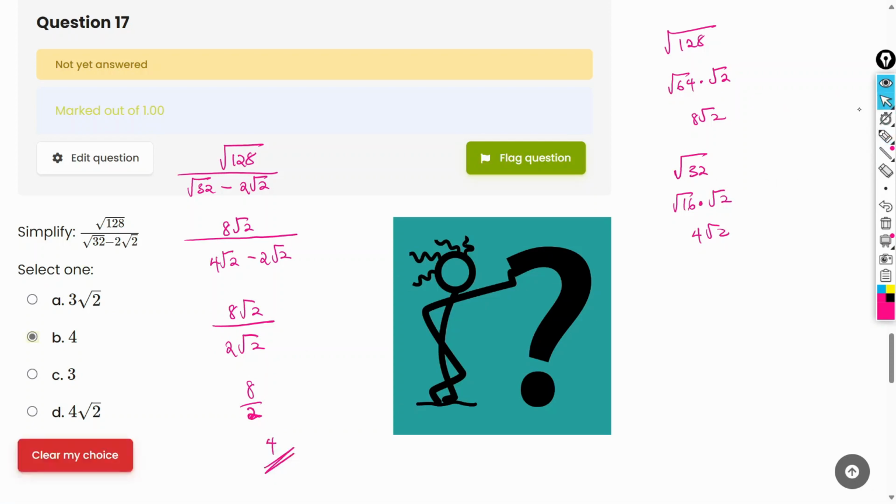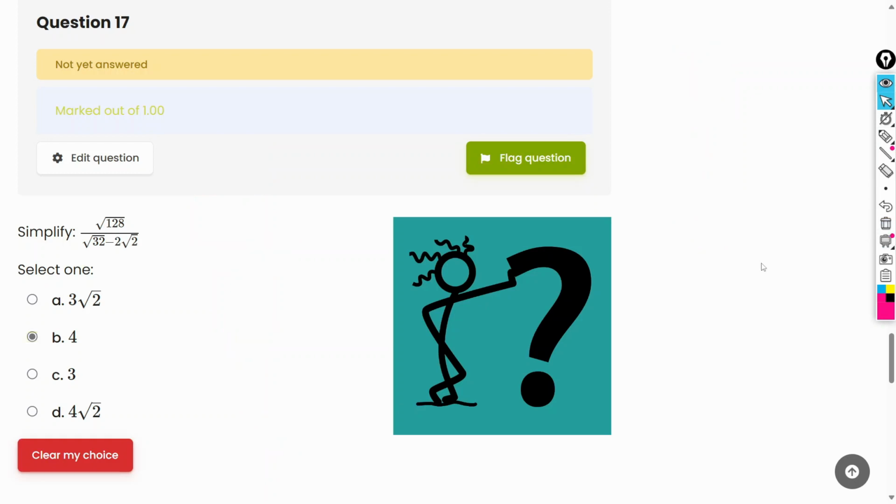Again, if you went to rationalize instead of simplifying, you would have just gone round and round, and if you have great accuracy, you probably arrive at the same answer, but then you would have wasted a lot of time.